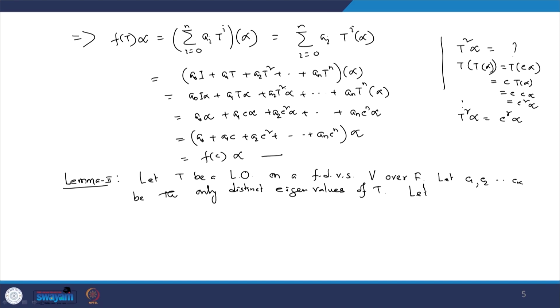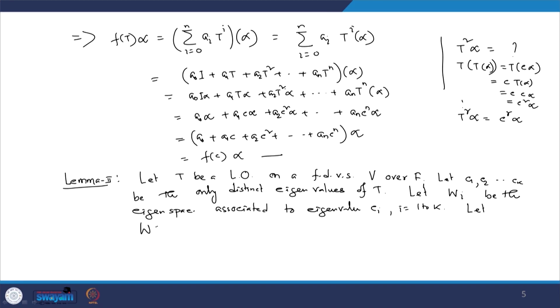Let Wi be the eigenspace associated to eigenvalue ci, and this is for i equal to 1 to k. Since V is a finite dimensional vector space, Wi will also be finite dimensional.